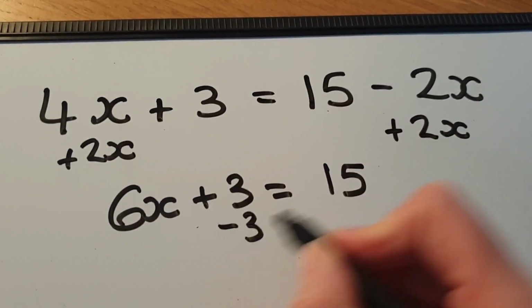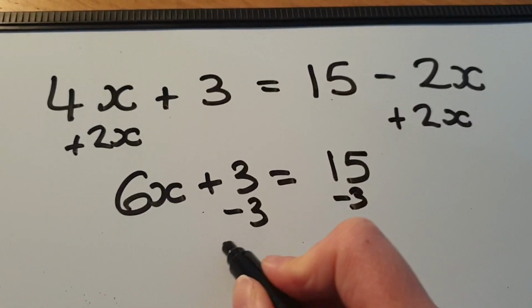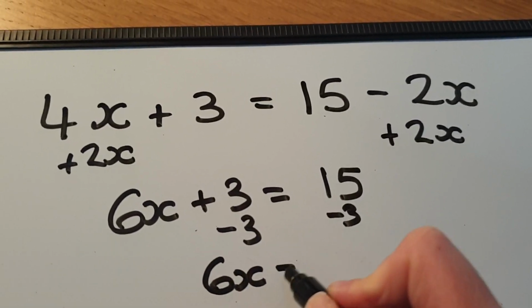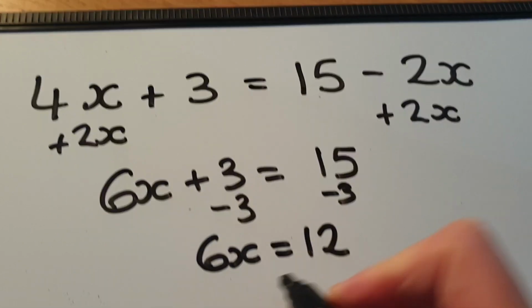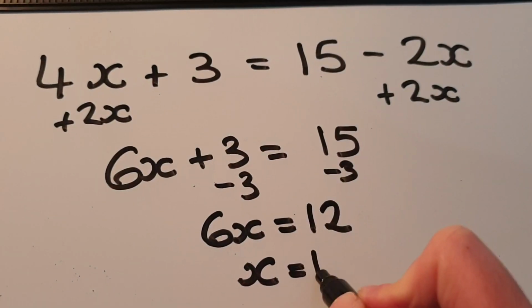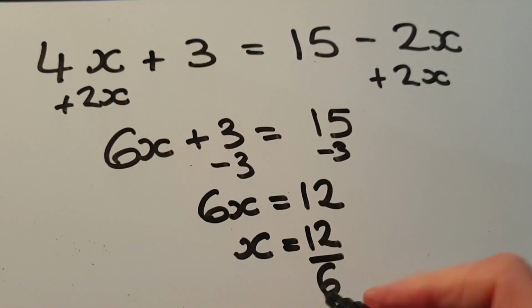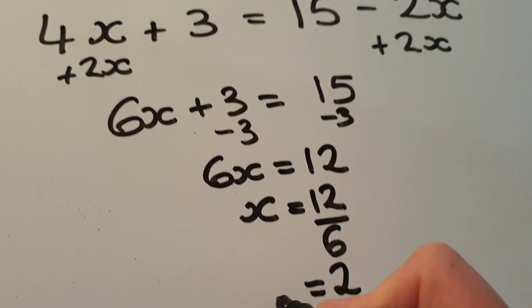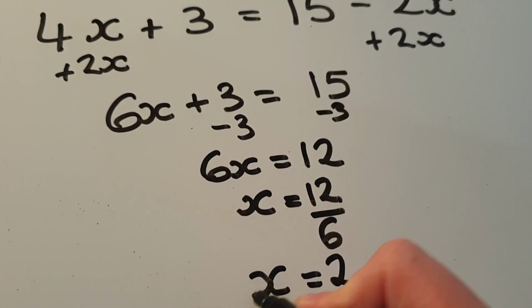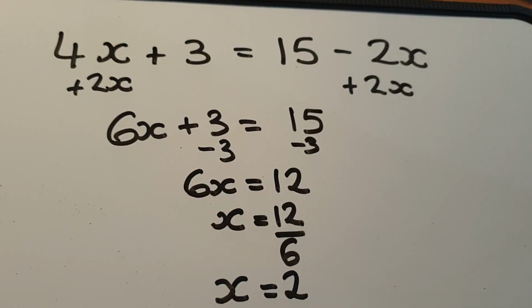And now we're left with a nice simple equation again. So just take away 3 from both sides. So 6x equals 12. Divide through. So 12 divided by 6. You always divide by the number in front of x. So x equals 2.